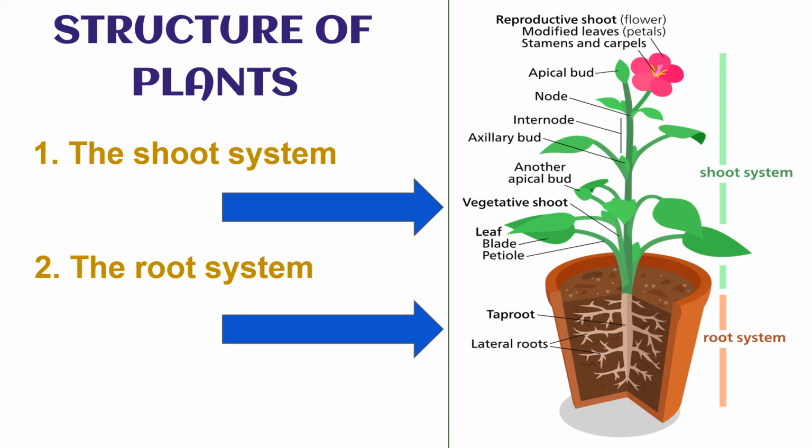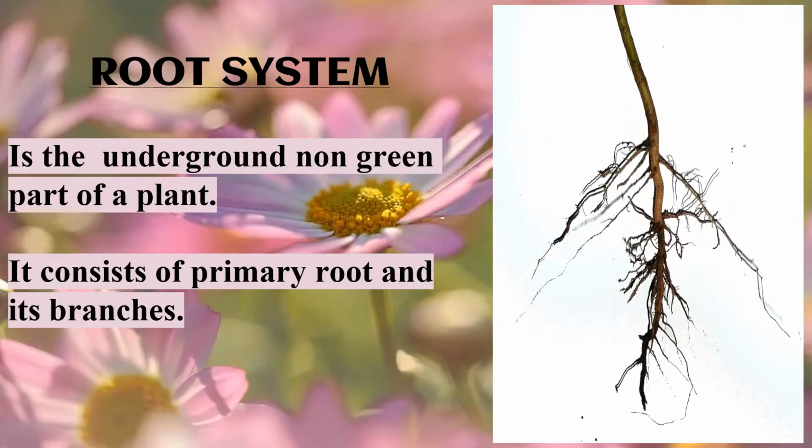Structure of plants. All the flowering plants have two main systems, the root system and the shoot system. Root system. Root system is the underground non-green part of a plant. It consists of primary root and its branches.